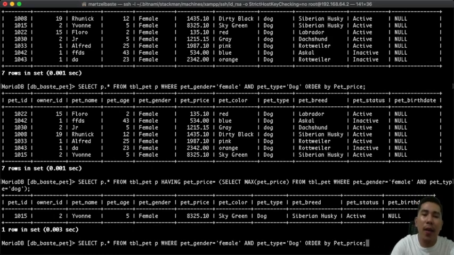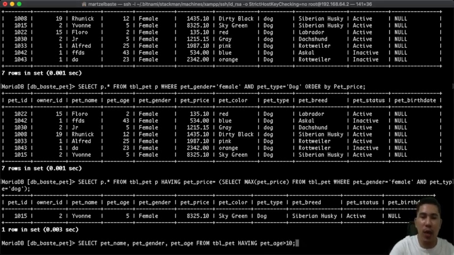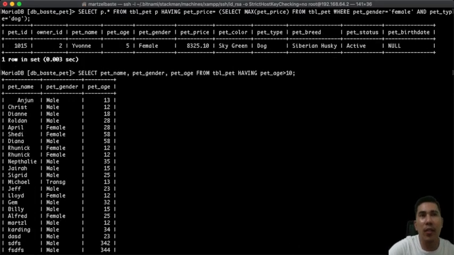Sir, can I ask a question? Can I use having without using, let's say, gender, pet age from TBL pet? Will this work, sir? For example, in a situation where I am going to use having instead of, let's say, pet age is greater than 10. So TBL pet where greater than 10. It's still going to work. It's not actually a syntax error.